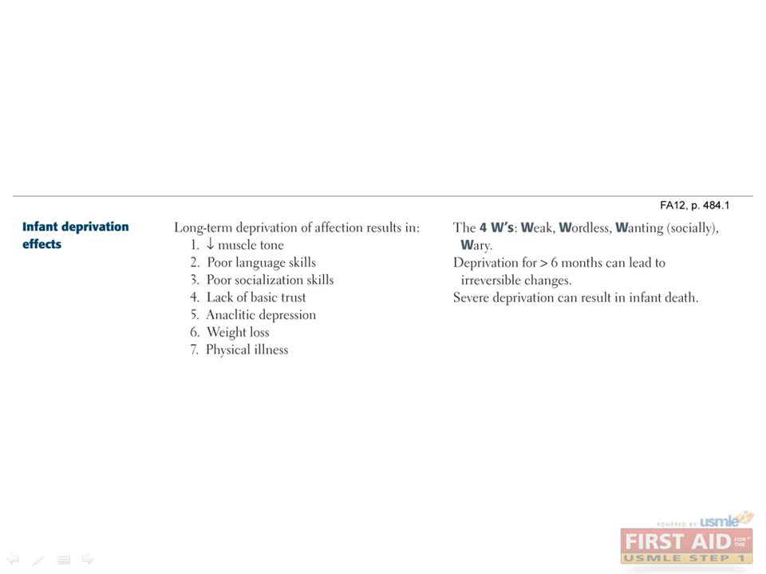There are many effects to be familiar with when infants are deprived. Most are long-term, in the greater than 6-month time frame, but severe short-term deprivation can even lead to infant death. The main effects are decreased muscle tone, poor language skills, poor socialization skills, lack of trust, anaclitic depression, weight loss, and physical illness. These can be remembered with the 4 W's mnemonic, like wah, wah, wah, wah. Weak, wordless, wary, and social wanting.